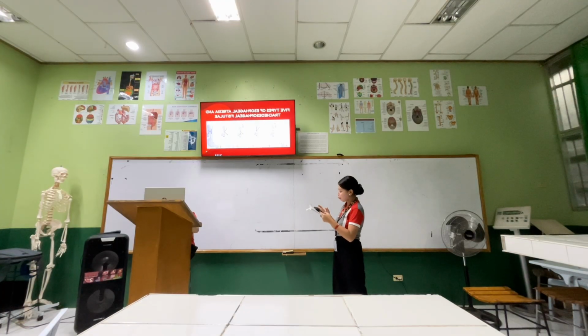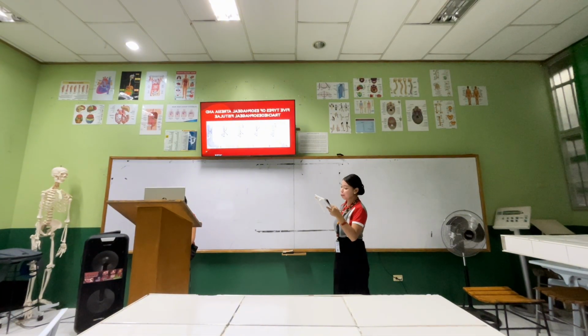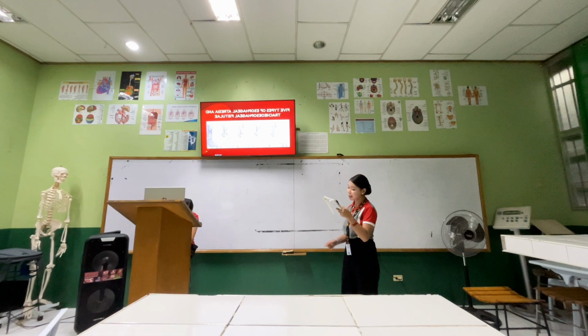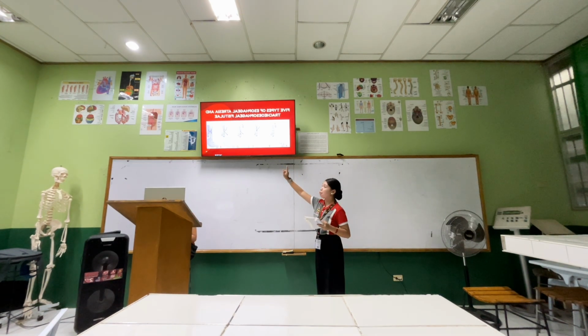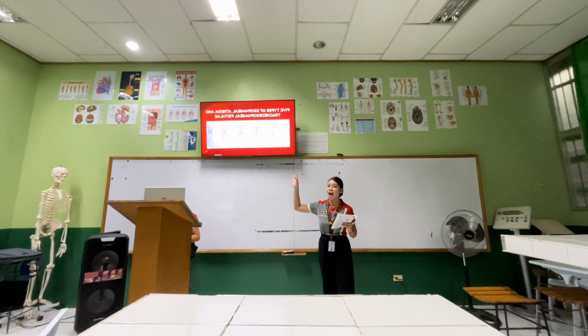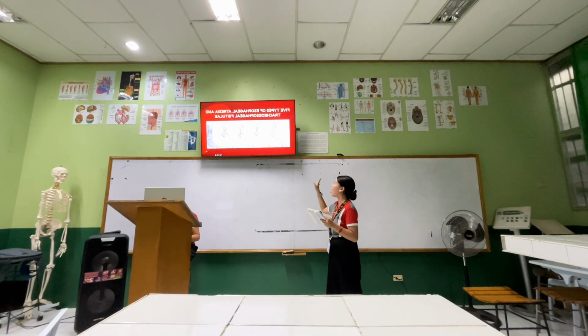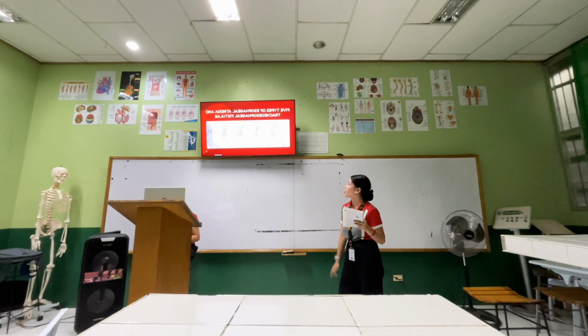Next is type B, which is esophageal atresia with proximal tracheoesophageal fistula. The upper part of the esophagus is connected to the trachea, while the lower part is blind and not connected. This type is very rare.